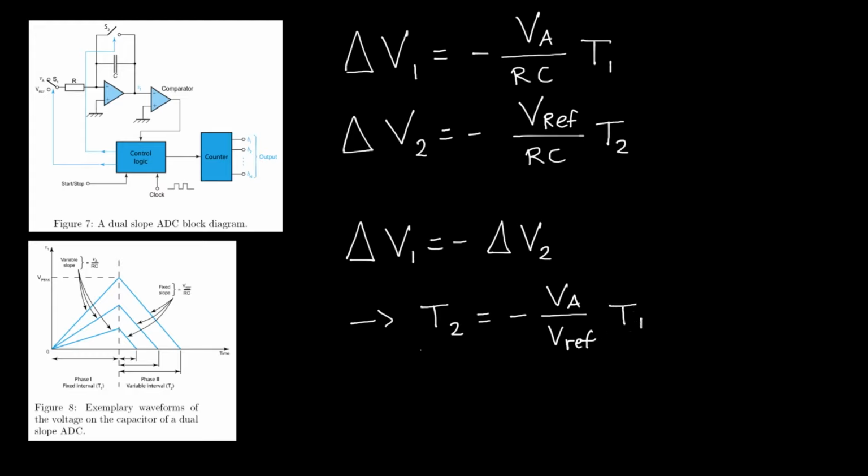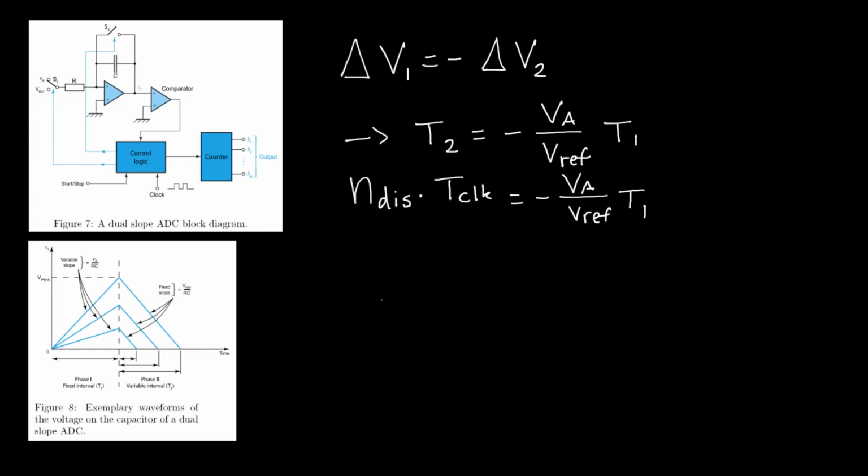The last step that you should take is note that T2 is actually the same as the number of discharge clock ticks times the period of a clock tick, because T2 is by definition the length of this discharging period, which can then be counted in terms of some integer number of clock ticks. So that's the same, and that means that your final answer will be negative VA over Vref times the clock frequency, because we divide by this clock period at both sides, and T1. And that's the final answer.